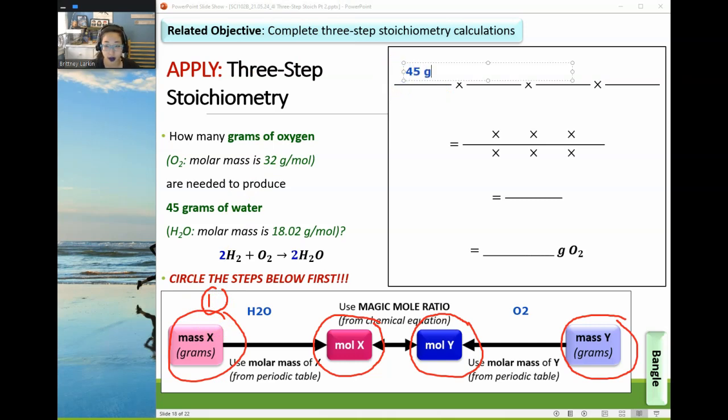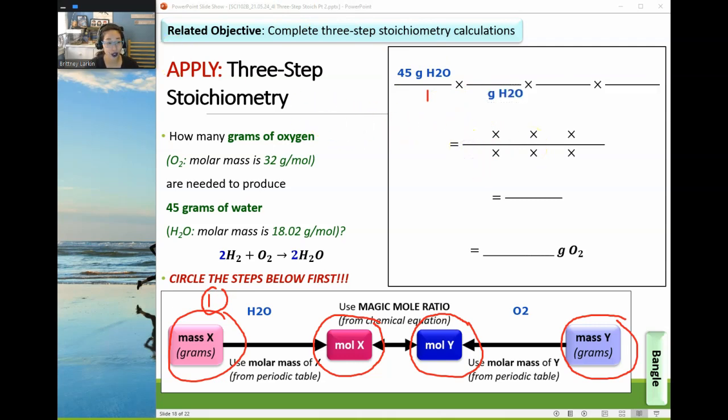I had 45 grams of H2O in my problem. And remember that I want to turn this into a fraction, so I should put it over 1. All right, now I want to get rid of grams of H2O, so think about in the next step, where should it go to get rid of it? On the opposite side. Yeah, that would be the bottom, so grams of H2O goes on the bottom here.